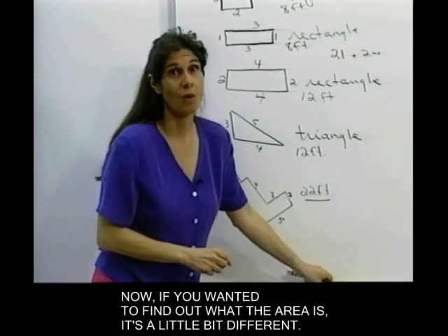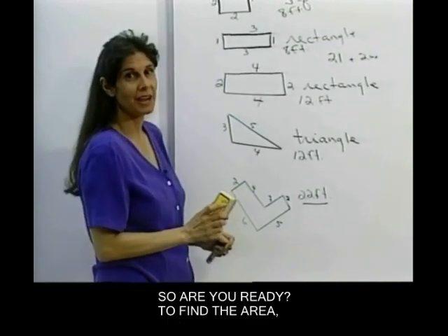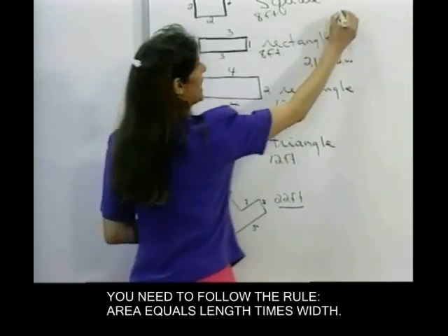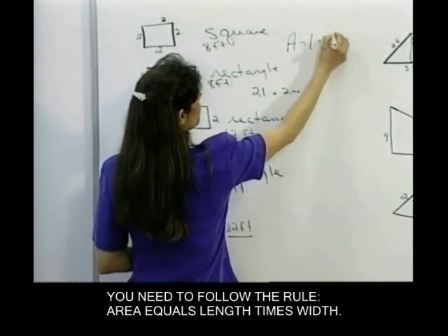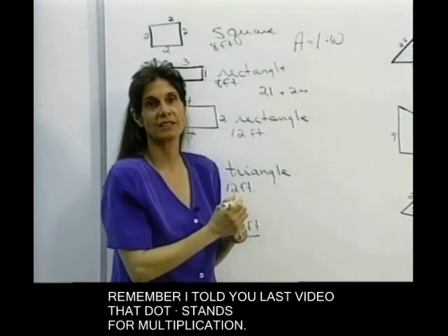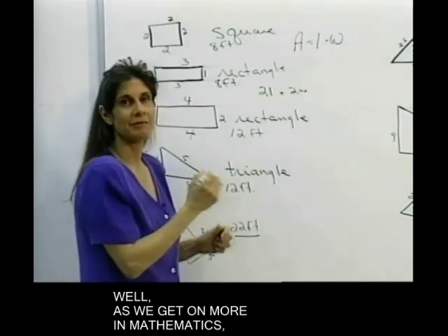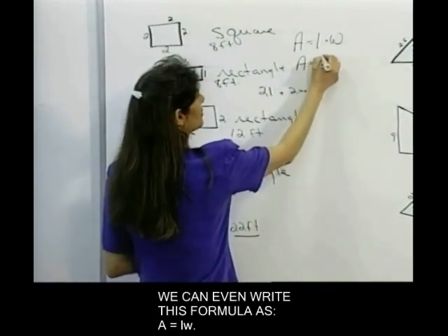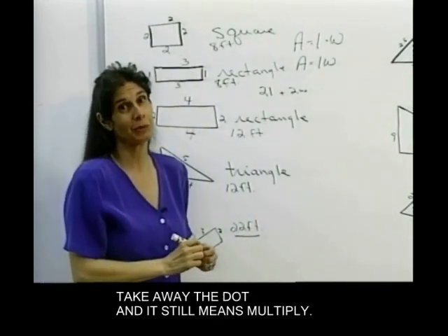Now, if you wanted to find out what the area is, it's a little bit different. So are you ready? To find the area, you need to follow the rule. Area equals length times width. Now, I want you to take a look at this dot here. Remember I told you last video that that stands for multiplication. Well, as we get on more in mathematics, we can even write this formula as area equals LW. Take away the dot, and it still means multiply.